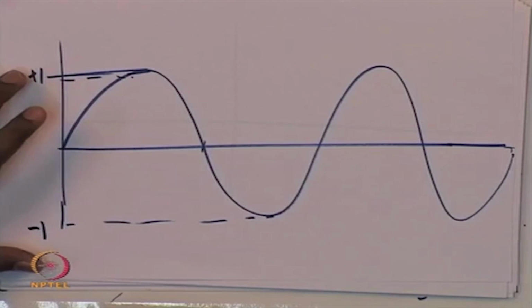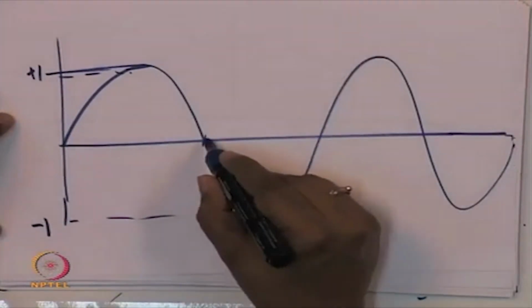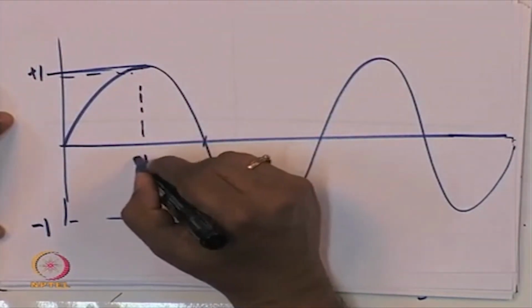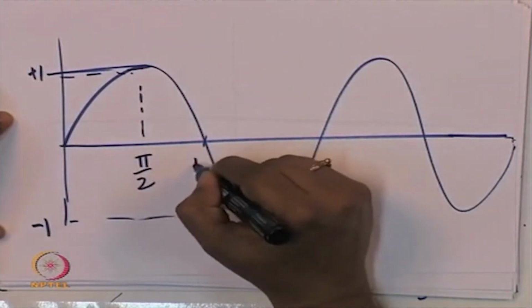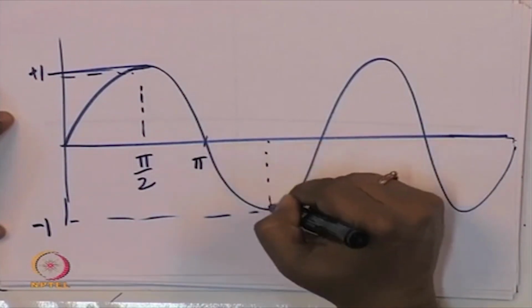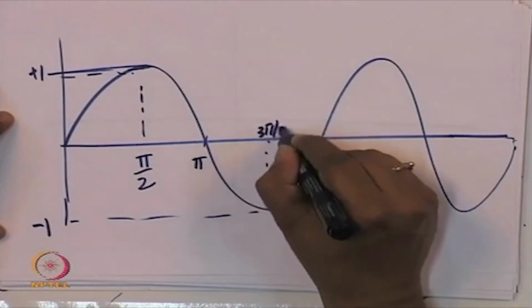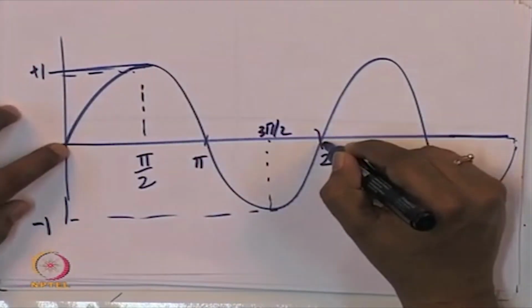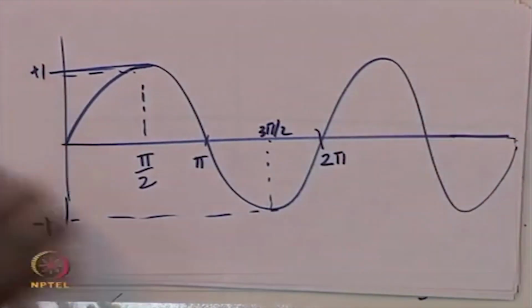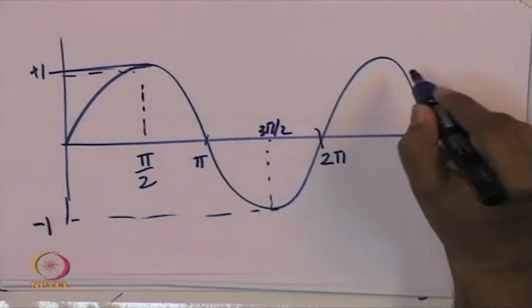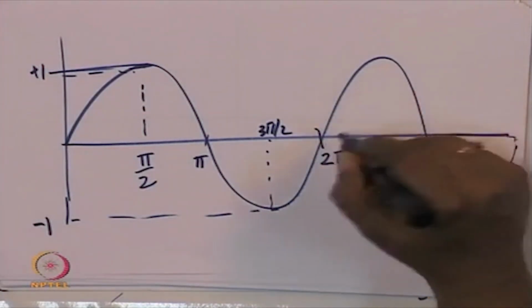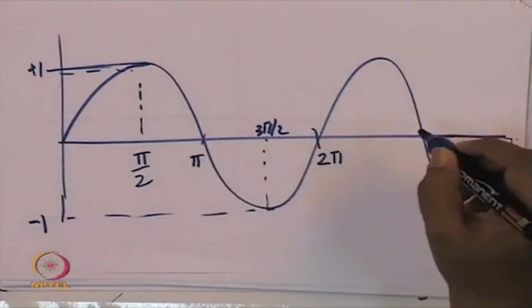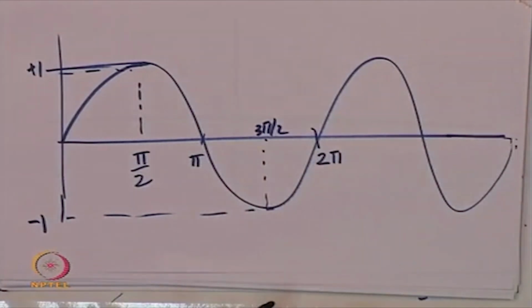Let us mark this: this point is pi by 2, this is pi, this is 3 pi by 2, this is 2 pi. So, at 2 pi one cycle is completed and it reaches back, and then everything repeats. You add pi by 2 and just keep going this way. So, this is y is equal to sin x, the blue curve.